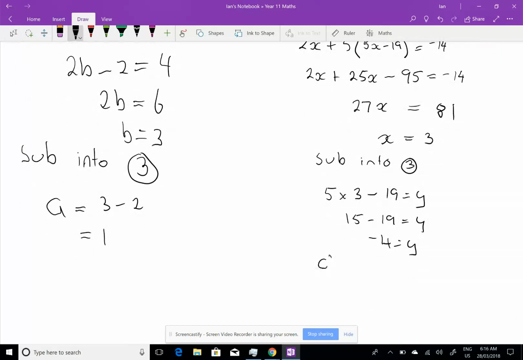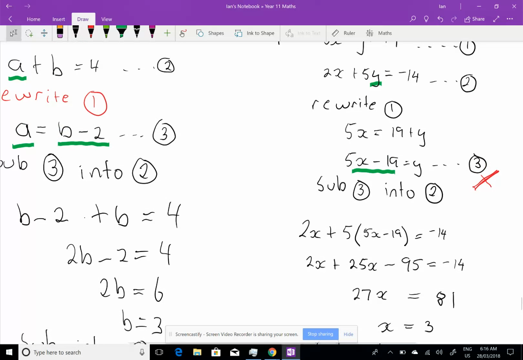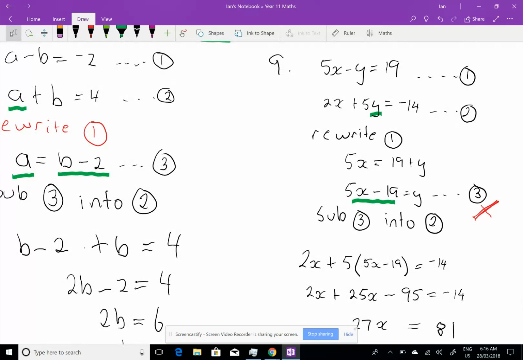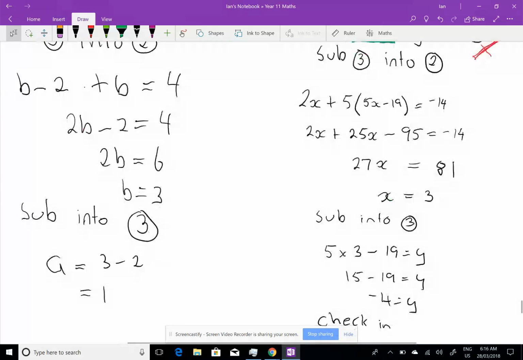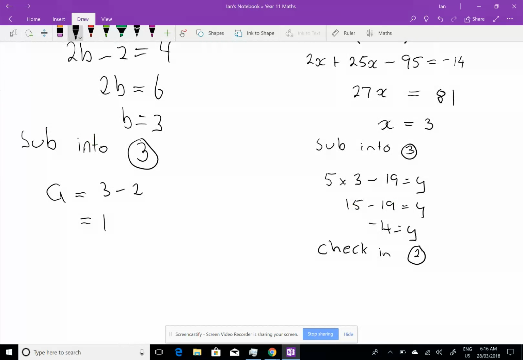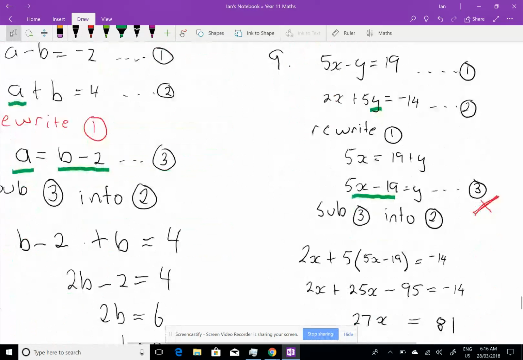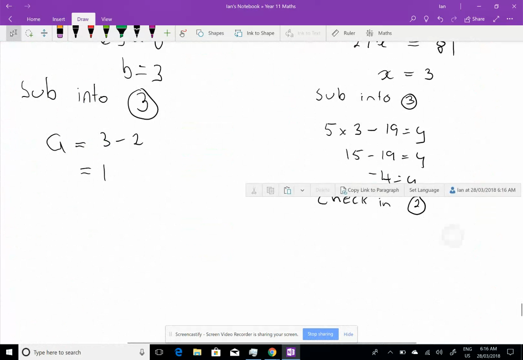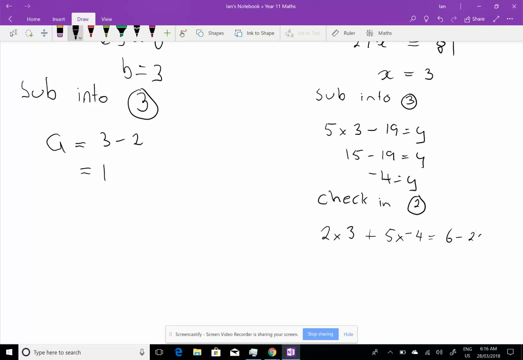Now I'll check in. Now I've got to be careful here, because where did I get 3 from? I got it from 1. So because I've used 3, I've actually used equation number 1. So I shouldn't use that to do my check. I'm going to check in equation number 2. And that is 2x plus 5y equals negative 14. So 2 times 3 plus 5 times negative 4, well, that equals 6 minus 20 equals negative 14. Hooray.